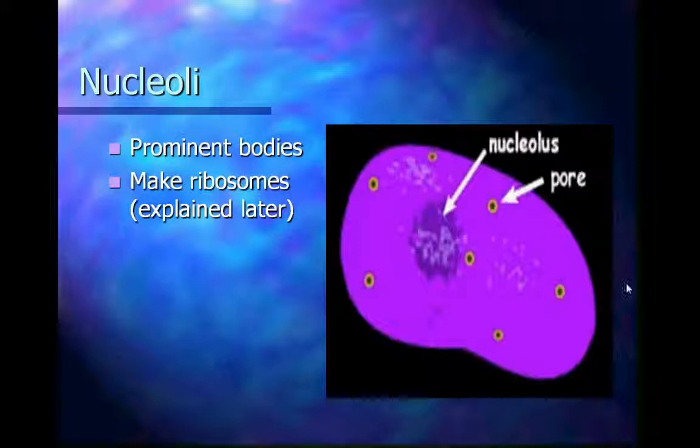Inside of the nucleus is this structure right here. It's called the nucleolus. It is pretty prominent inside the nucleus, and its job is to make ribosomes, and we'll talk about those in a minute.